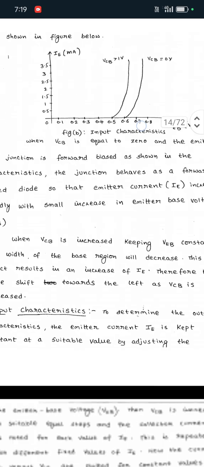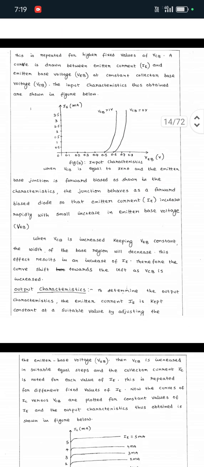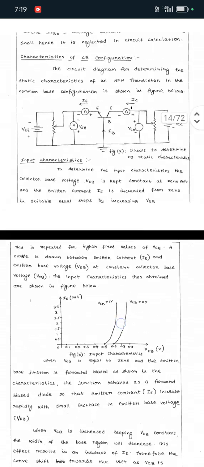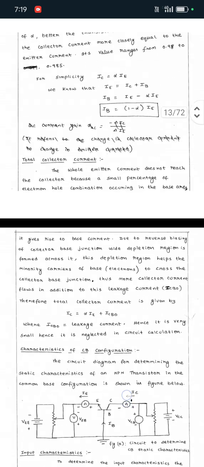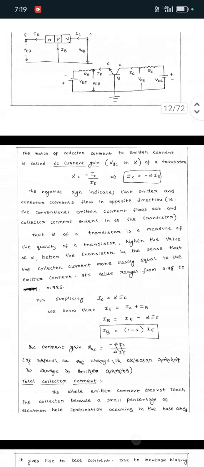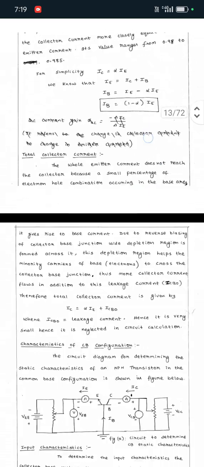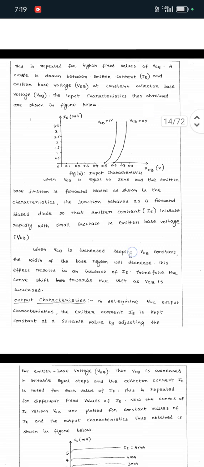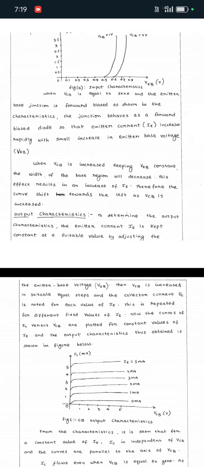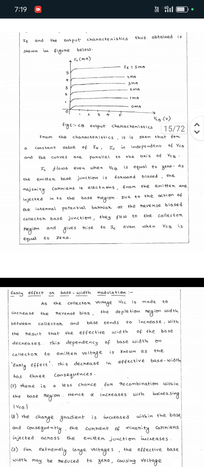While coming to the output characteristics, to determine them, the emitter current IE is kept constant, and we vary VCB and measure IC. First 0 milliamps, next 1 milliamp, next 2 milliamps, 3 milliamps, 5 milliamps. IC flows even when VCB is equal to 0.